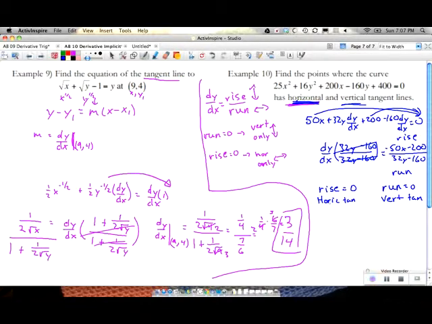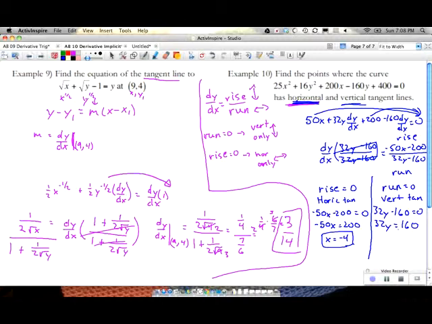So the horizontal tangent line is when the rise, or the numerator in this case, equals 0. Negative 50x minus 200, I'm going to make that equal 0. I move the 200 over, negative 50x equals 200. That means that x equals negative 4. So at x equals negative 4, I have a horizontal tangent line. On the other side, for the run equals 0, that's my denominator. So I'm going to have 32y minus 160 equals 0. Simplify this, I got 32y equals 160.